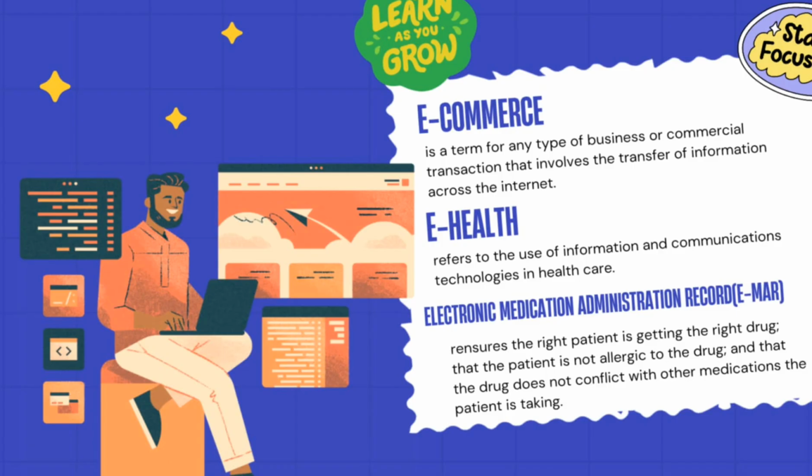Next is the electronic medication administration record, or the EMAR, which ensures the right patient is getting the right drug, that the patient is not allergic to the drug, and that the drug does not conflict with other medications the patient is taking. An example is a nurse using a tablet to verify a patient's medication at the bedside. Some hospitals use tablets to check their patients and ensure that the record is accurate.